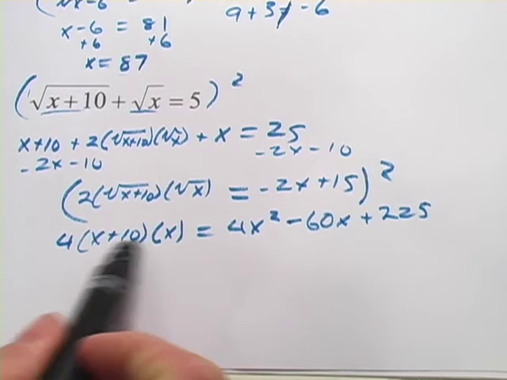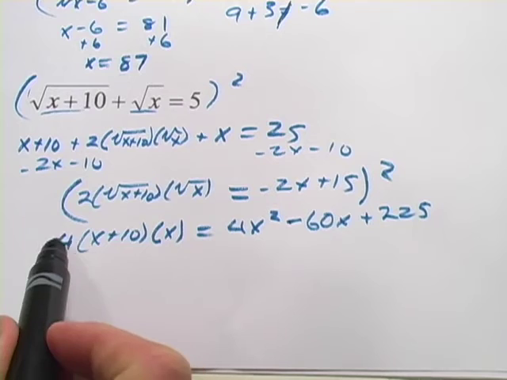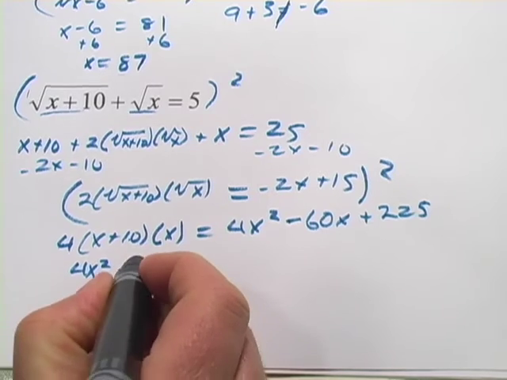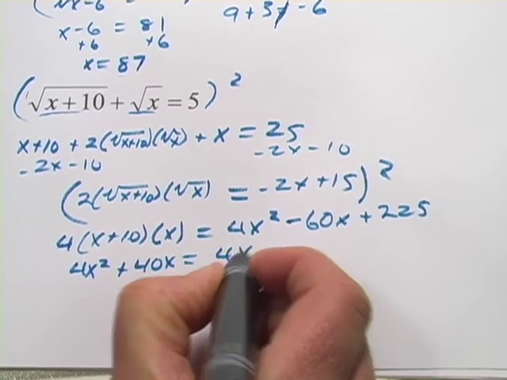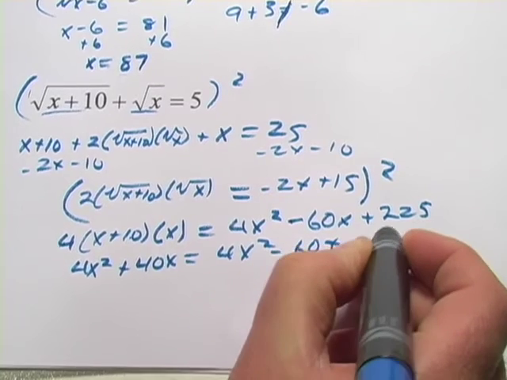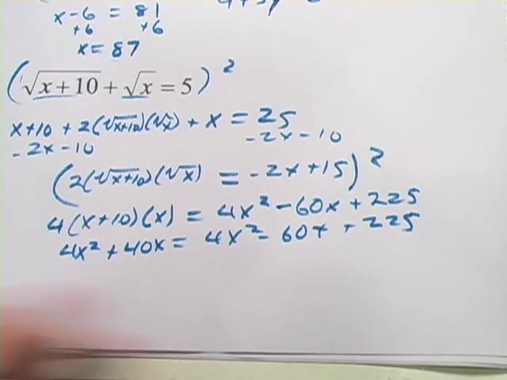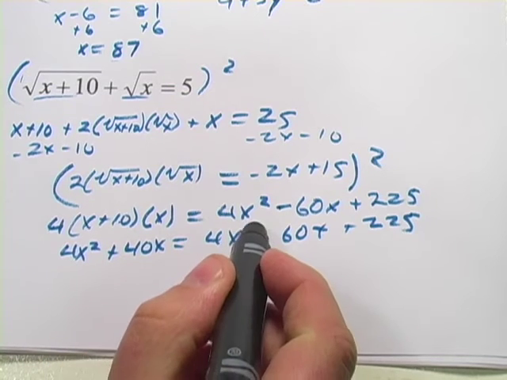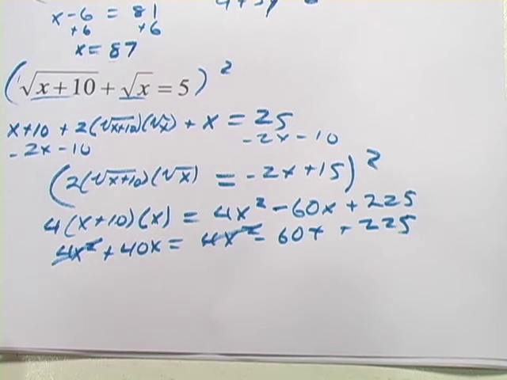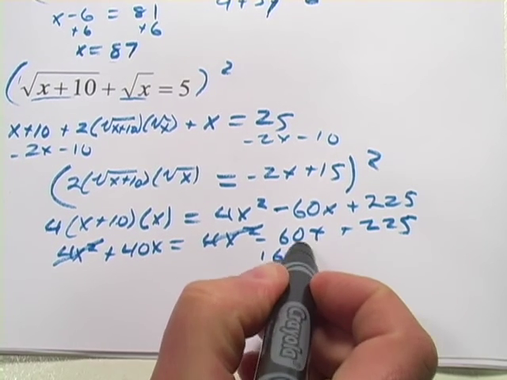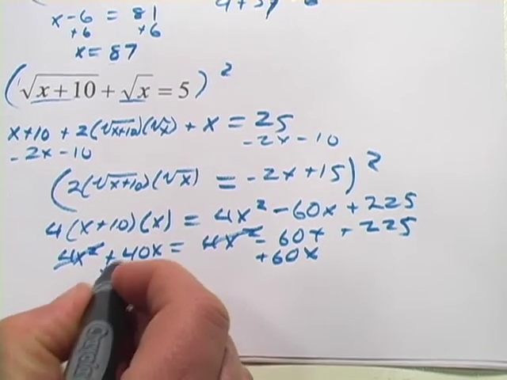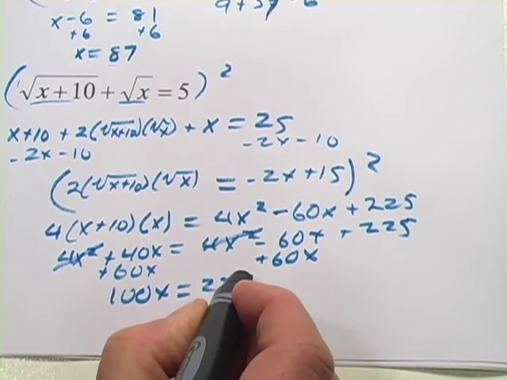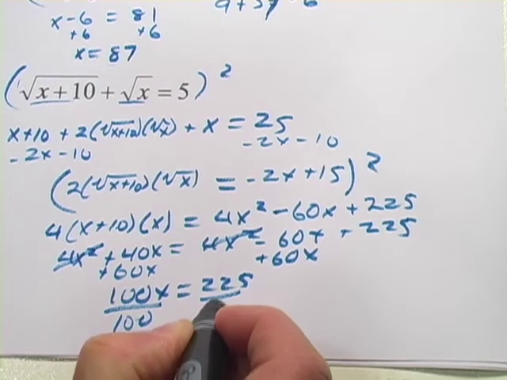And then we want to do our multiplying out here. If we combine these, we get 4 times x, that would be 4x squared. And then 4 times 10 times x, that would be plus 40x equals 4x squared minus 60x plus 225. Now we can do some simplification here. We've got a 4x squared on this side and a 4x squared on this side. So if you subtract 4x squared from both sides, those will disappear. That's kind of nice. And then I've got a negative 60x. I'm going to add that to both sides. And I come down to 100x equals 225. Divide by 100 to solve for x.